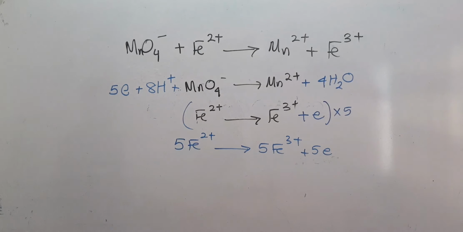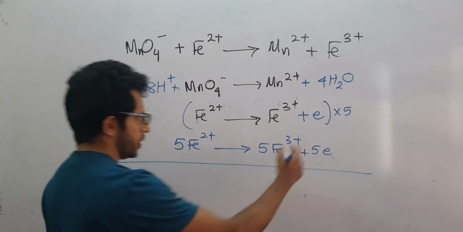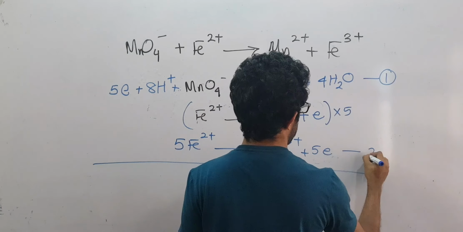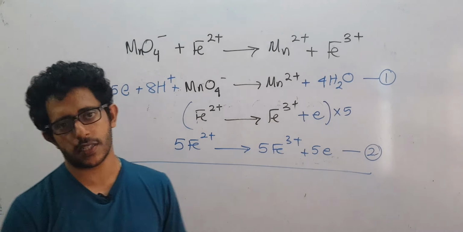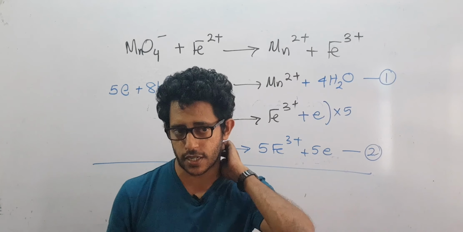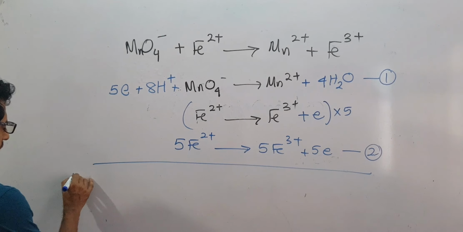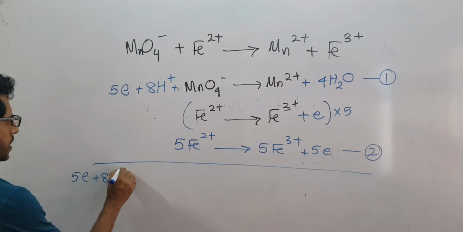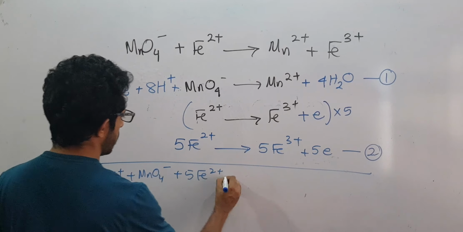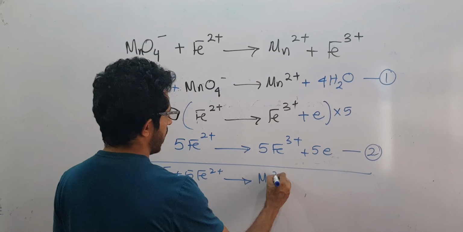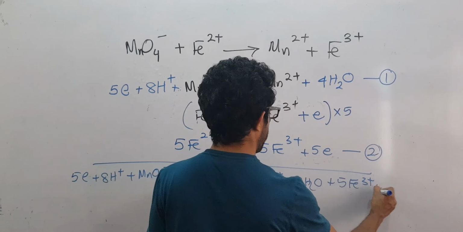After you get the same number of electrons, you can add these two reactions, 1 and 2. Normally they ask you to use the oxidation and reduction half reactions to get the overall reaction, so to get the overall reaction you have to add 1 and 2. Then what happens? 5 electrons plus 8 H plus plus MnO4 minus plus 5 Fe2 plus gives you Mn2 plus, 4 H2O, 5 Fe3 plus and 5 electrons.